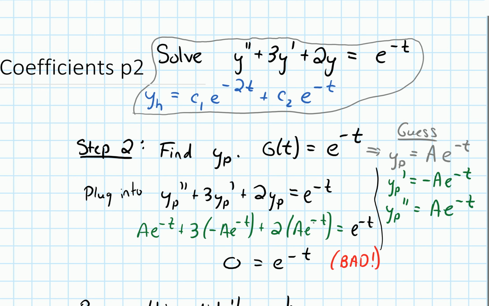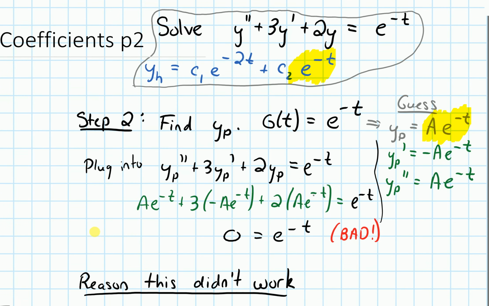The reason we ran into this issue is because the guess that we made, a multiple of e to the negative t, showed up in the homogeneous solution right here. If your guess is the same as one of the homogeneous solutions, and you plug it into the differential equation, it's always going to make the left-hand side 0, because this right here is a solution to the homogeneous equation. So that's why this wasn't working.